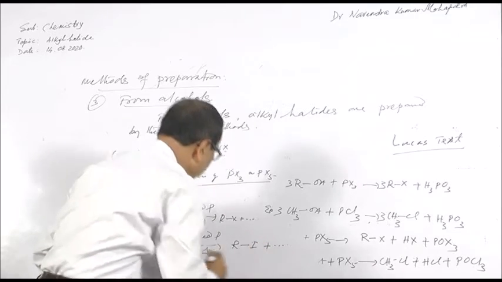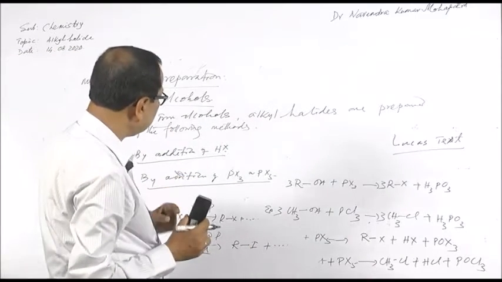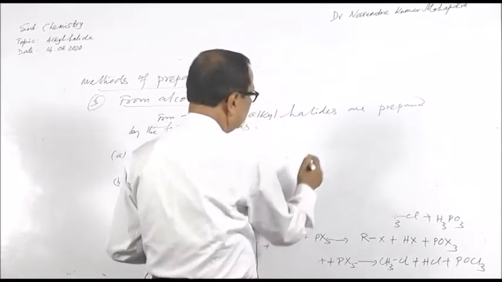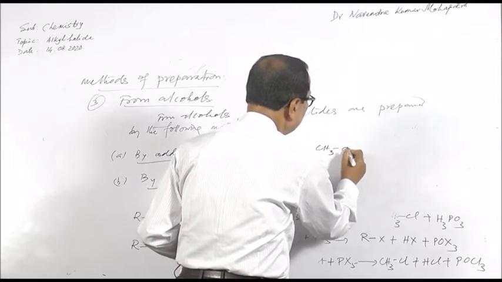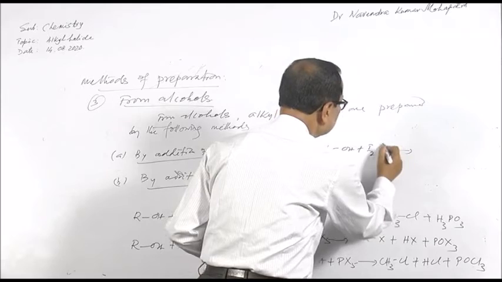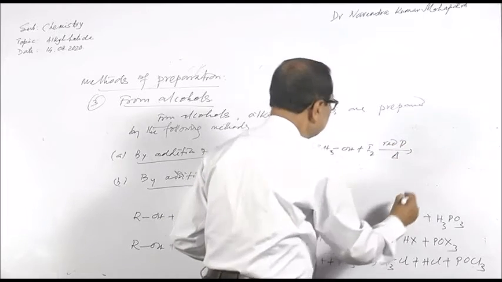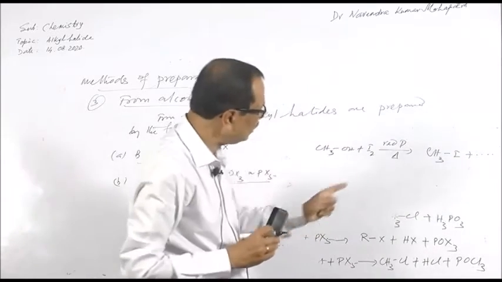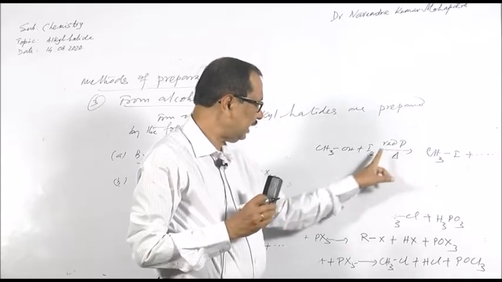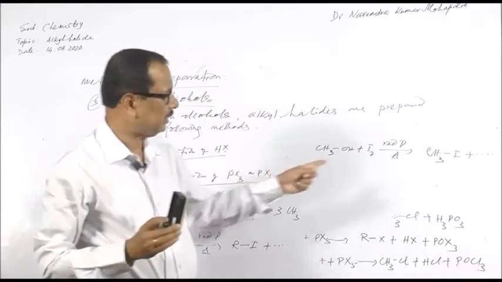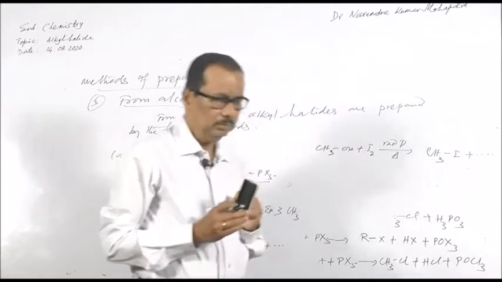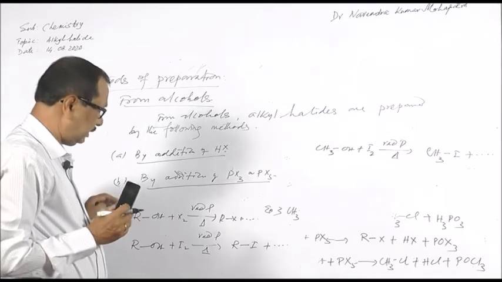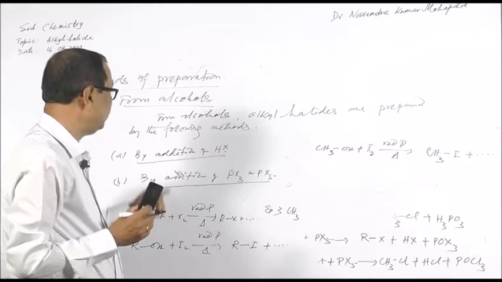plus other products. So if you want to prepare alkyl halide from alcohol, we heat the alcohol with, for example, CH3OH plus iodine in the presence of red phosphorus, heat it, then the product will be CH3I plus the other products. The other products depend on whether phosphorus is reacting to give PI3 or PI5. Therefore, I am writing other products, but my final product will be methyl iodide. In this way, we can get alkyl halide from alcohol by addition of PX3 or PX5.